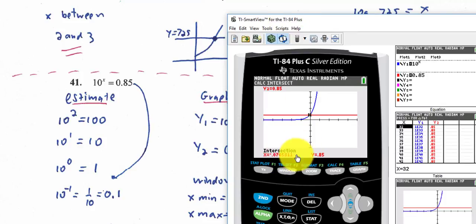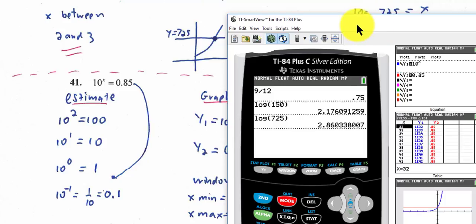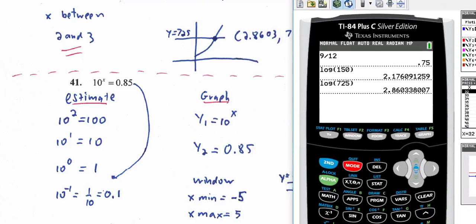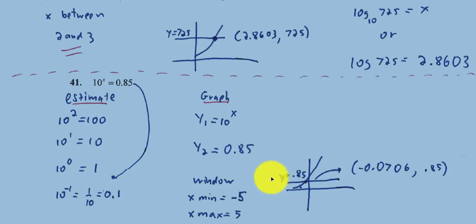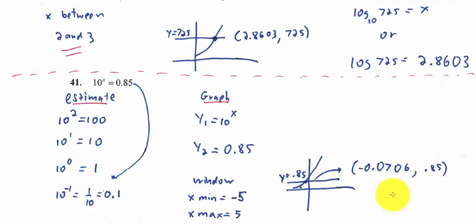And then again, if we want to solve this using logs, we could do the same thing that we did for problems 39 and 40. I can simply type log 0.85 and press enter, and -0.0706, right, which is what we have here.